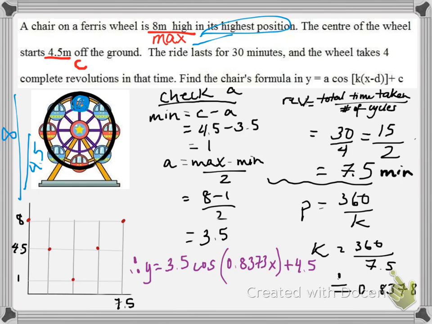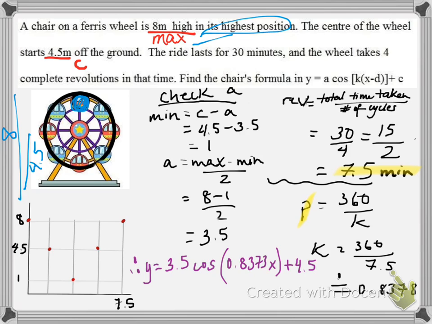The ride lasts for 30 minutes, and the wheel takes 4 complete revolutions in that time. So if you divide 30 minutes by 4, it would take 7.5 minutes per revolution. Find the chair's formula in y equals a cos and such and such. So let's keep going with that period. As we said, 30 minutes divided by 4 is 7.5 minutes per revolution. So that's the period. We sub it in, and it equals 360 over k.